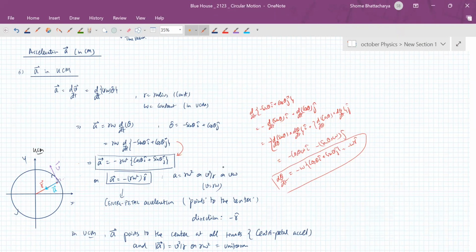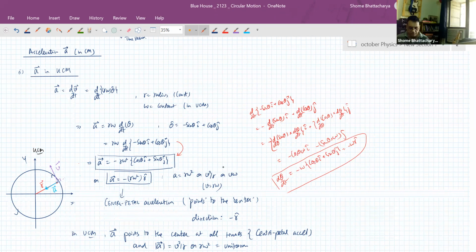Sir, so in this uniform circular motion, acceleration only changes the direction of the velocity vector, right? Yes, it's a centripetal acceleration. Its job is only to change the direction of the velocity, because the magnitude of the speed is constant.